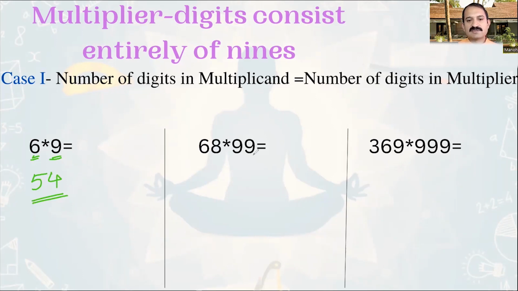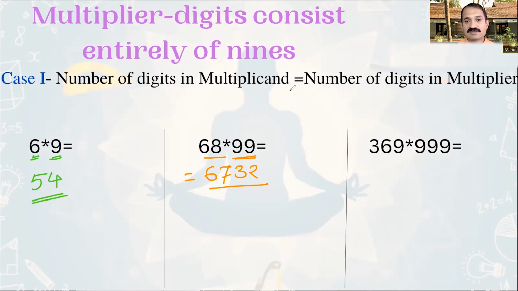That is very easy. But what about 68 into 99? We have to follow the same thing. First reduce 1 from 68, so we will get 67. Now subtract 67 from 99. So 9 minus 6, 3. 9 minus 7, 2. This is your final answer: 6, 7, 3, 2. Easy?